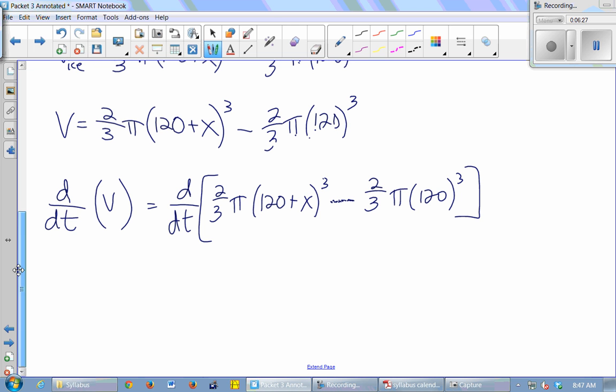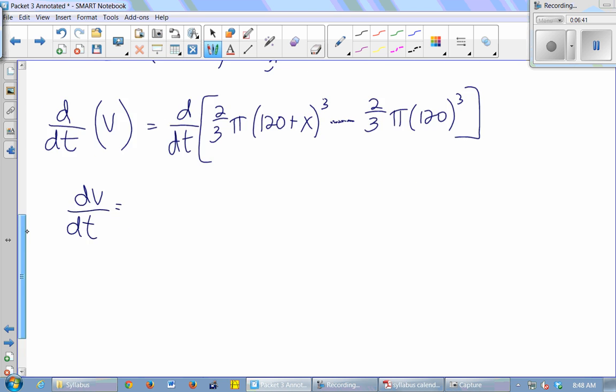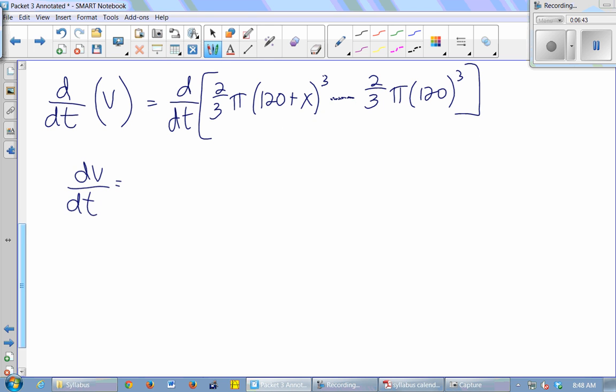Okay, so d dt of V is just dV dt. All right, and then d dt of 2/3 pi times (120 plus x) cubed. Well, I'm going to take the derivative as though my independent variable were x, as though this said d dx, and then I just have to multiply by dx dt. So I'm going to use the power rule here.